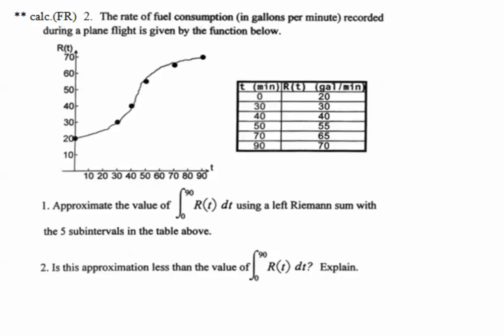Looking at another Riemann sum example, again from a free response. The rate of fuel consumption in gallons per minute recorded during a plane flight is given by this function that we're looking at in the graph and in the table. Approximate the value of this definite integral using a left Riemann sum. So again, we see Riemann sum, so we think using rectangles with 5 subintervals in the table above.